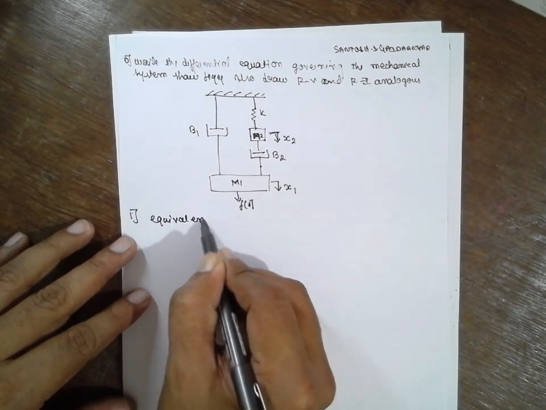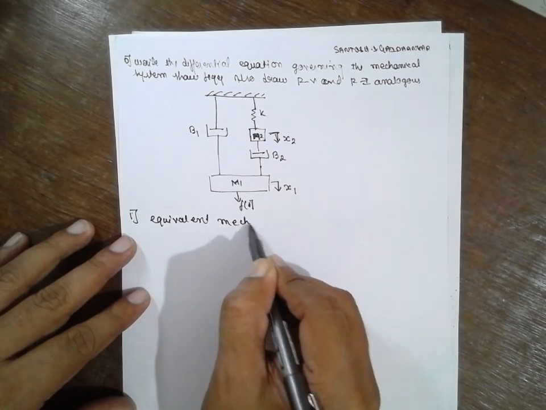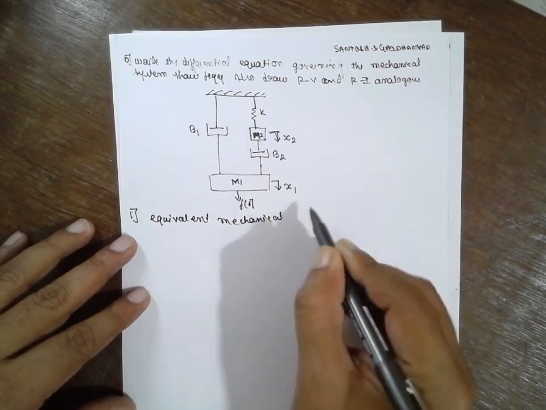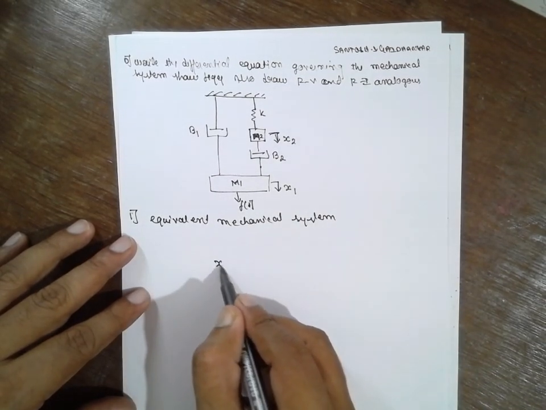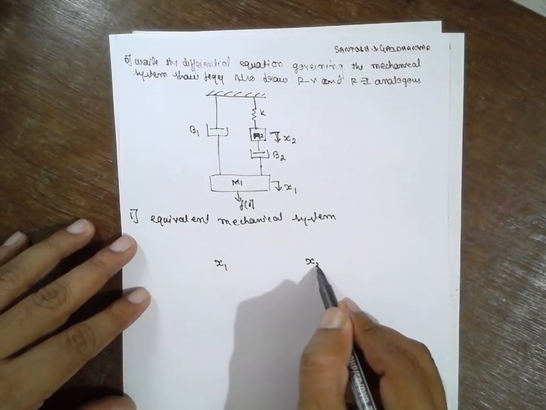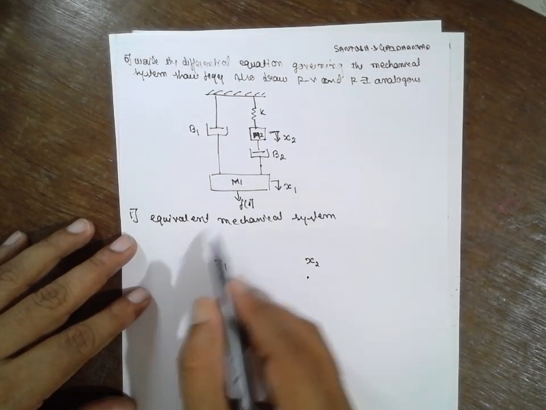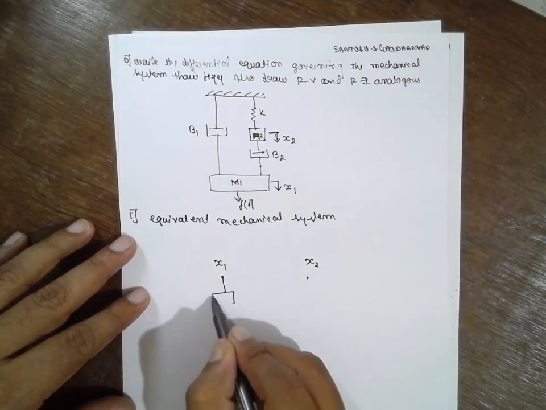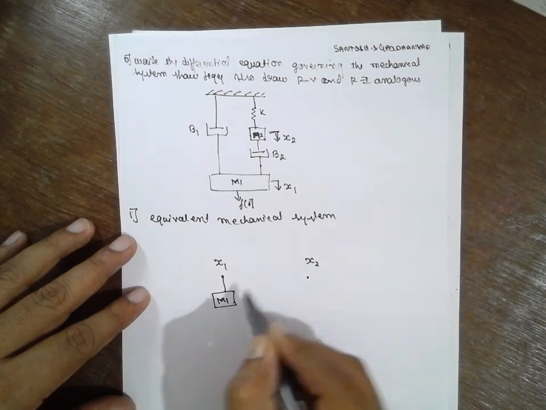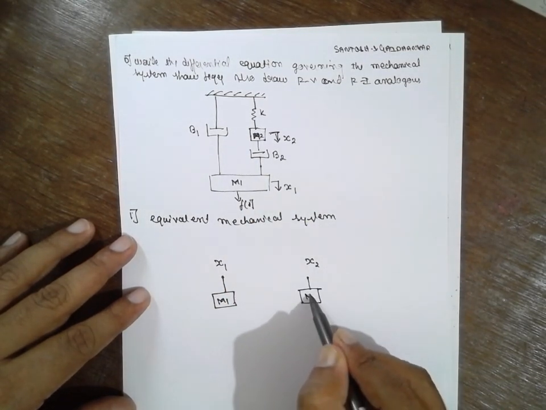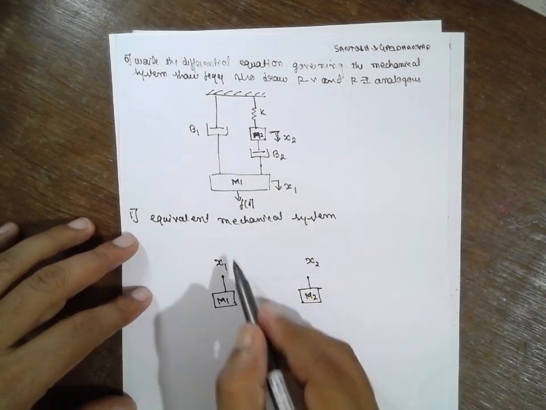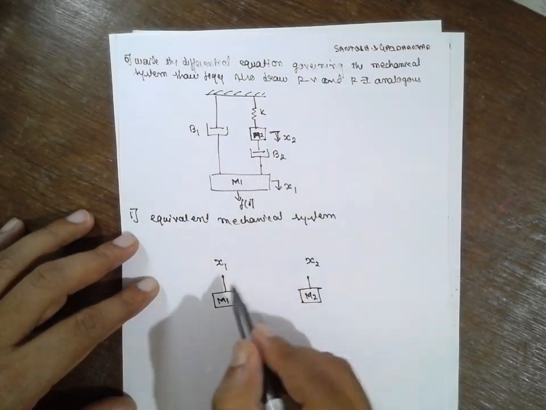Equivalent mechanical system. Mechanical system, I will draw. These are the two nodes. X1 and X2 are the two nodes. X1 is connected to the mass M1 and X2 is also connected to the mass M2. In between X1 and X2 there is a damping.